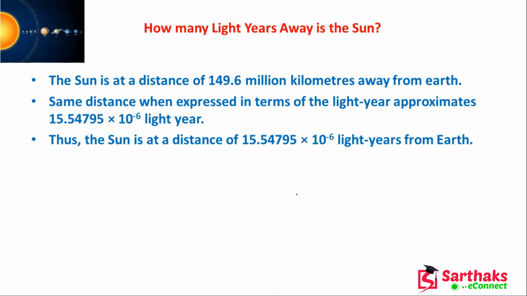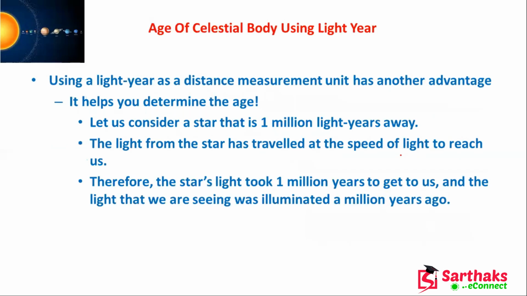Now, how many light years away is the sun? The sun is at a distance of 149.6 million kilometers from the earth. So the sun is at a distance of 15.54 into 10 to the power minus 6 light years from the earth. Okay, so the sun is close.